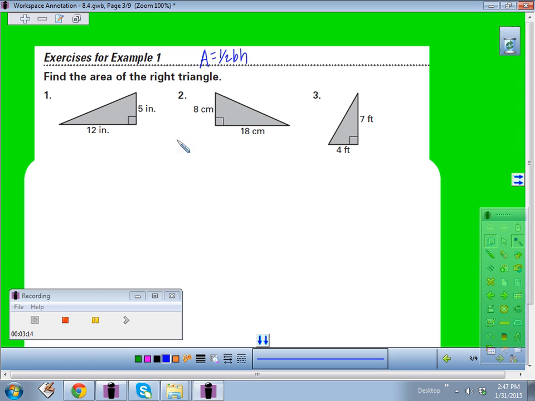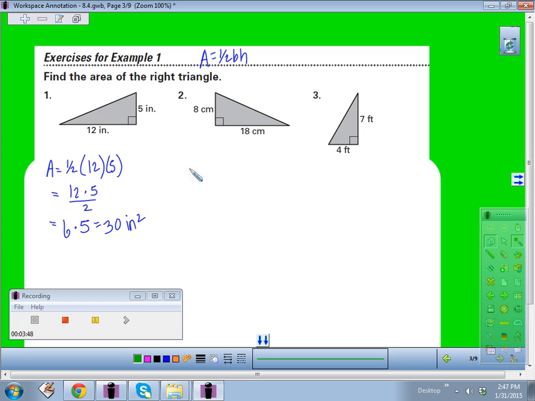So the formula area equals 1/2 base times height. So we will say 1/2 the base of 12 times the height of 5. You can also write it like this. You can also say 12 times 5 divided by 2. Either way will get you the same answer. That is 1/2 12 times 5. So 1/2 of 12 is 6. 6 times 5 will get me an area of 30 square inches in this case.